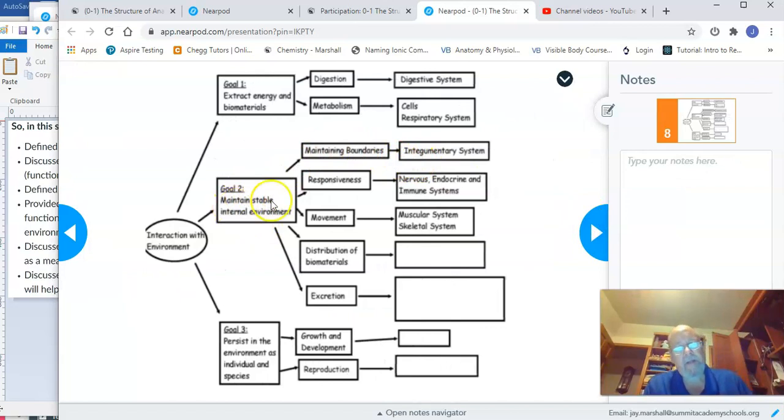If I want to maintain a stable internal environment, I have to maintain boundaries first of all, which is accomplished by the integumentary system. I have to be able to respond, which is accomplished by the nervous, the endocrine, and the immune systems. And then I have to be able to move, and that's accomplished by the muscular and skeletal systems. A lot of these just make sense. Some of these you may have to practice a little to remember, but a lot of these just make sense.